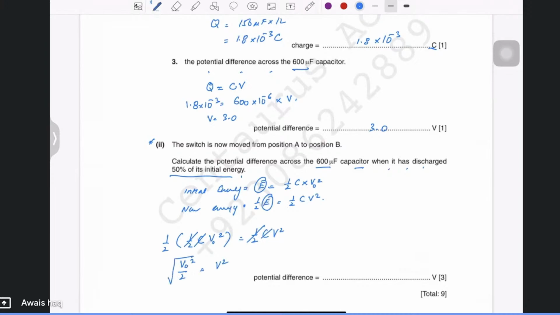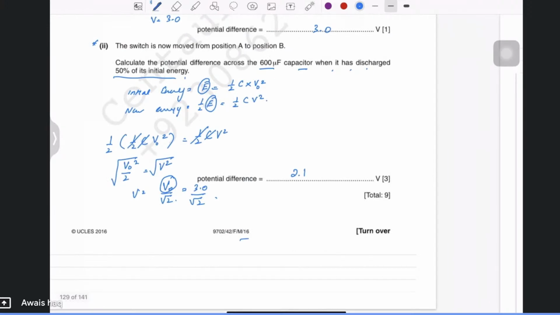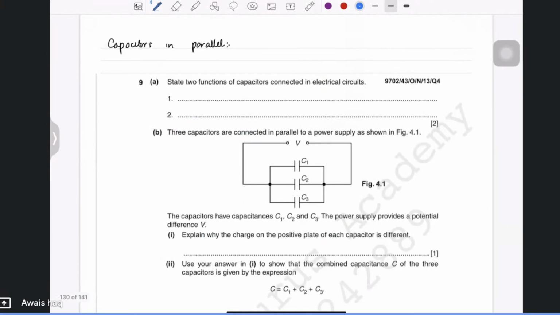You're going to take the square root. So V will be equal to V naught over root 2. What was V naught initially? 3 divided by root 2. What do you get? 2.1 volts. Okay, everybody understands this? Please let me know if you do not understand this. That's good.